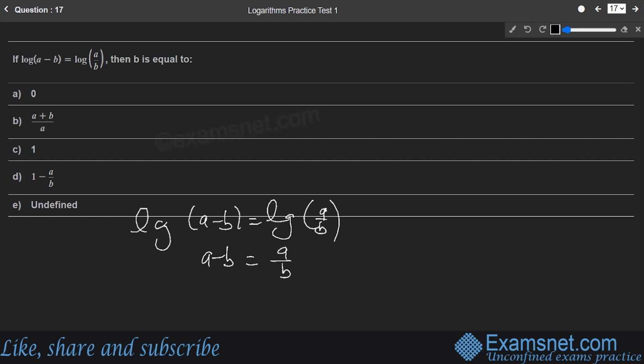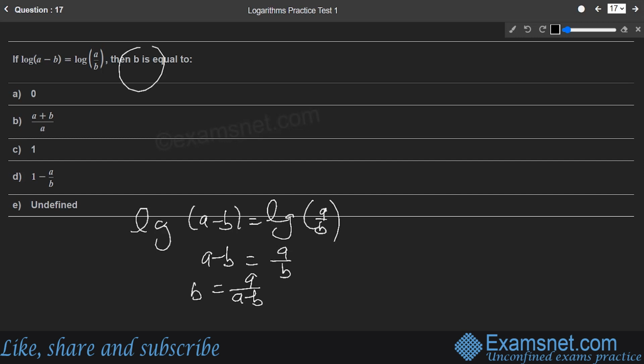Now we are supposed to find out b, so we'll solve for b's value. We can try to separate b from it. How can we do that? a minus b is going to be a by b, which will give us b value is simply going to be a by a minus b.